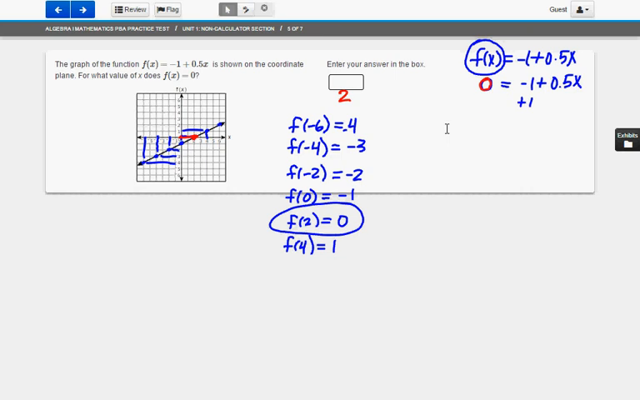If I add 1 on both sides, I have 1 is equal to 0.5x. And if I divide by 0.5 on both sides, I get 2 is equal to x. So whether I look at the graph or use the equation, I can see that f of x is equal to 0 when x is equal to 2. And so the number I would type in the box is 2.